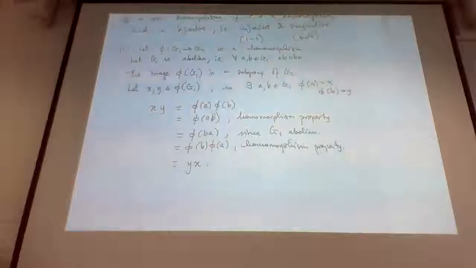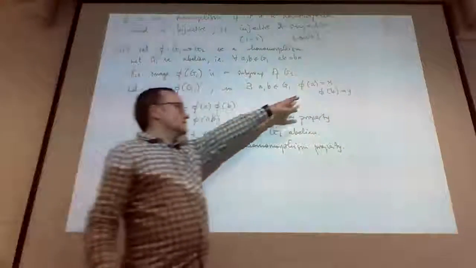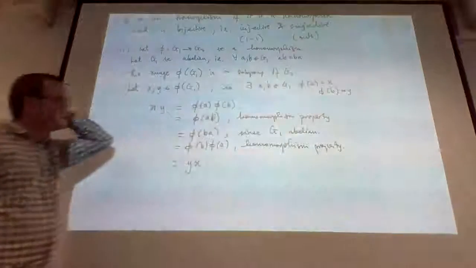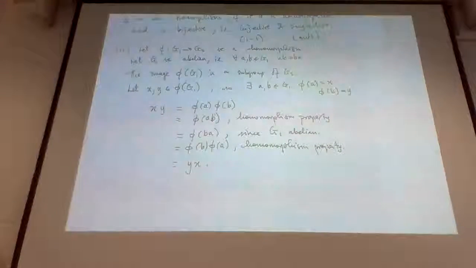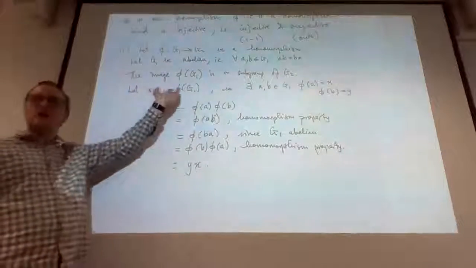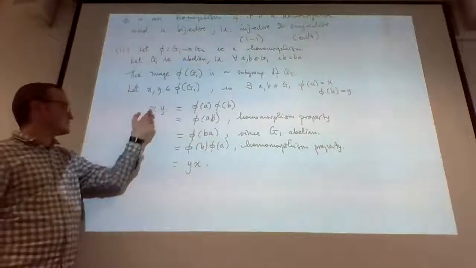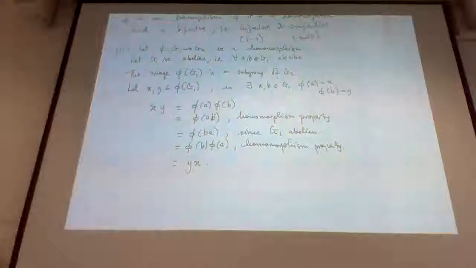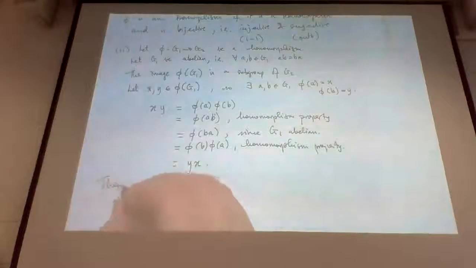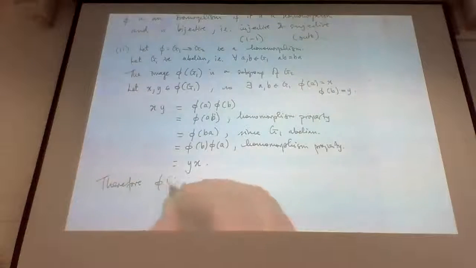And well, that's just yx, and we just declared it there. Phi of A is x, phi of B is y. And that's true for any x and y in phi of G1. There's no special restriction on the elements apart from that. So we can declare, therefore, phi of G1 is abelian.